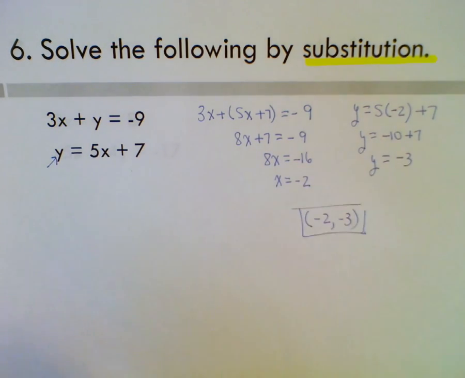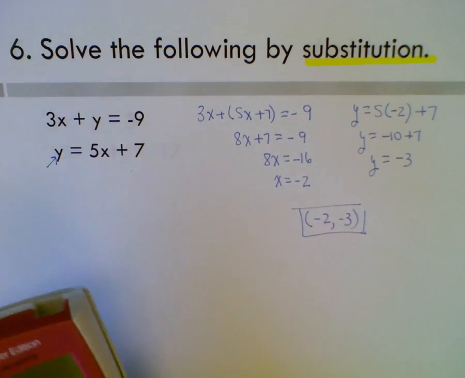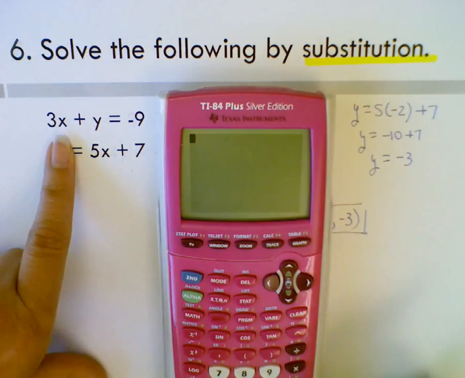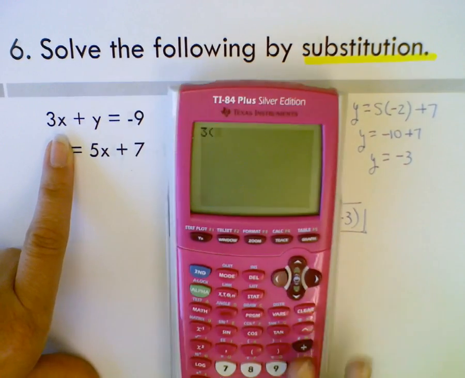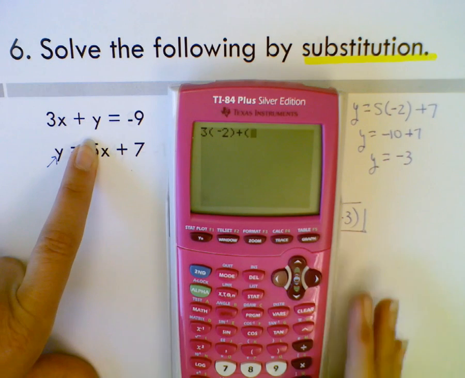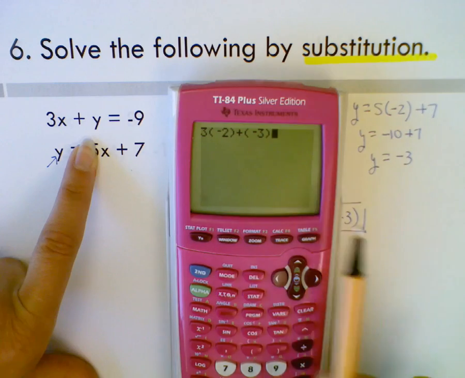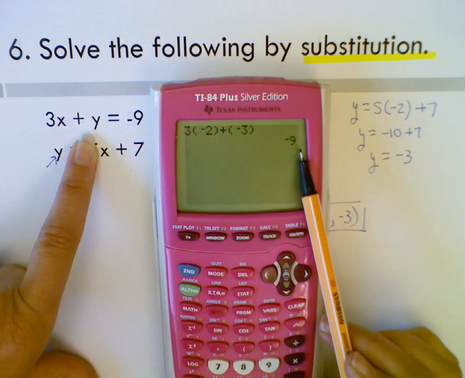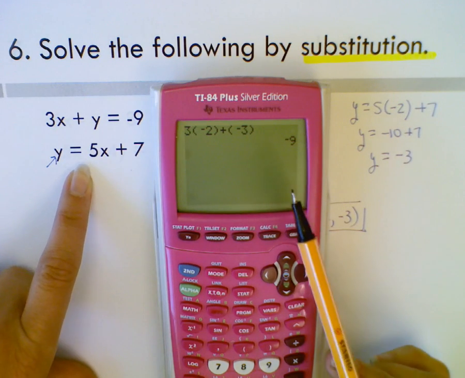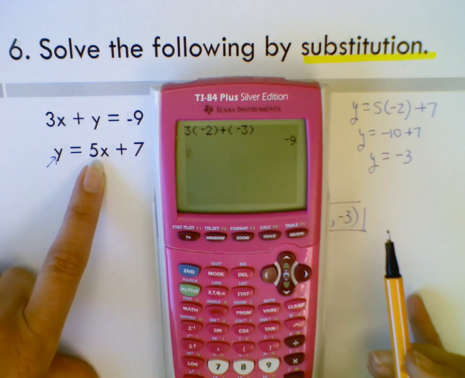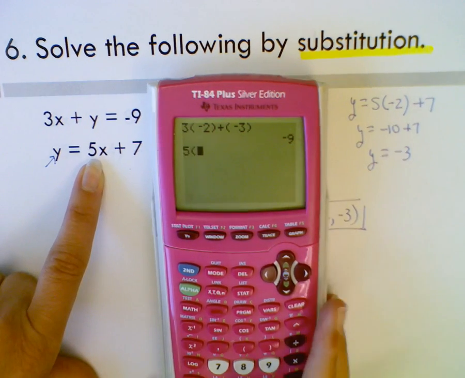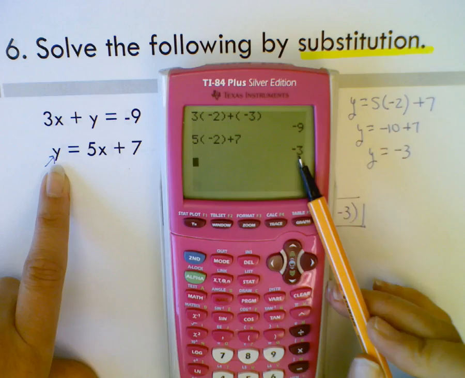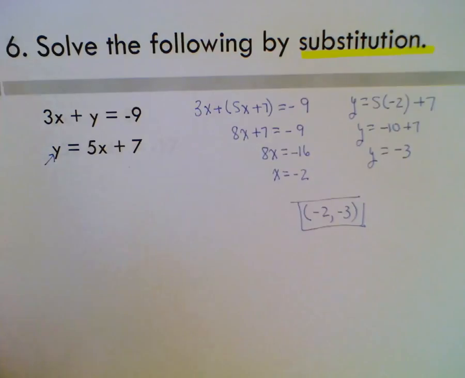And then let's go back into our calculators and check. Okay, where can I put this? Here we are. Okay, so 3 times, we had -2, plus our y was -3. That's substituting my ordered pair into our equation here, and I should get -9, and I do. So the first one's correct. Second one, I should be equal to y, so I should be equal to -3. So 5 times -2 plus 7 is -3, and that's what my y value is. So I know that I'm correct there also.